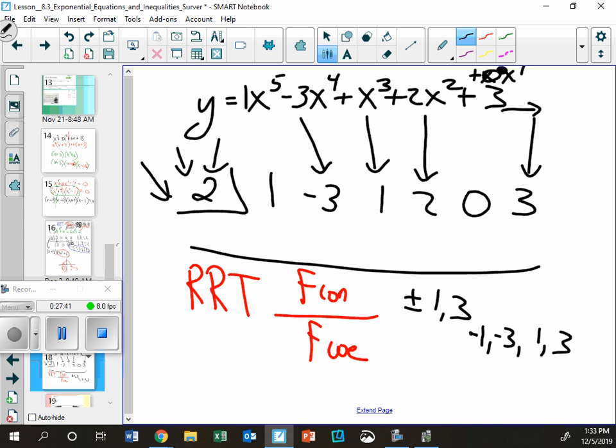And I feel sad for them, but it will mark that wrong, and it should, because it's not in order from smallest to biggest. What should be first? Yes, the -3 should be first. There we go. -3, -1, 1, and 3.